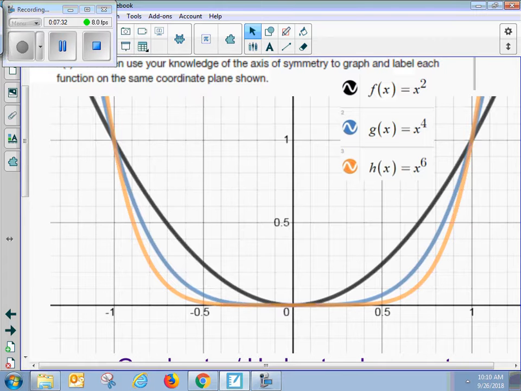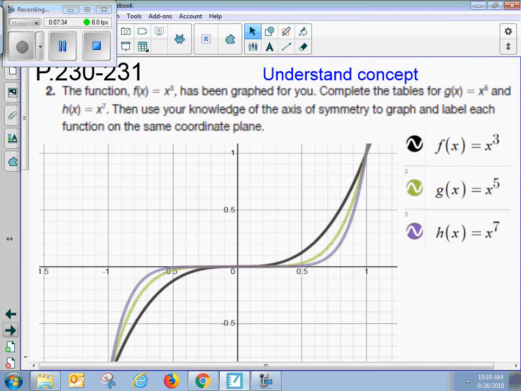Okay? Now, I want to talk about an odd degree. So here I have a power of 3, and I wanted to compare it to x to the 5 and x to the 7, just like I did your others. So again, I color-coded for you. The black is x cubed, the green is x to the 5, the purple is x to the 7. Observation, 3 points that they have in common.